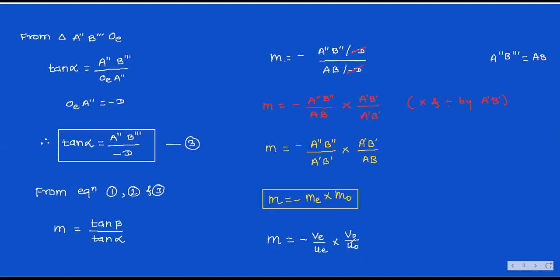But V is equal to what? D. So I'm just replacing this now here. So I'm rearranging. So V naught by U naught into this V is D. So minus D by UE. This one I have done here. Okay. Like this, I have rearranged. In multiplication, we can write like this also. So what is the final formula now? So M is equal to minus V naught by U naught into D by UE. Right?